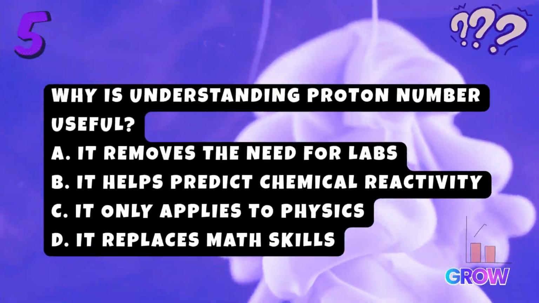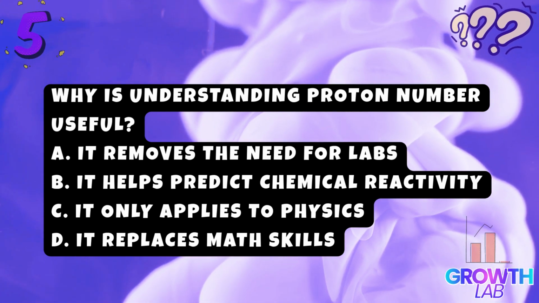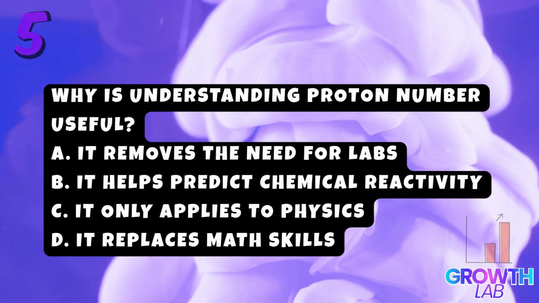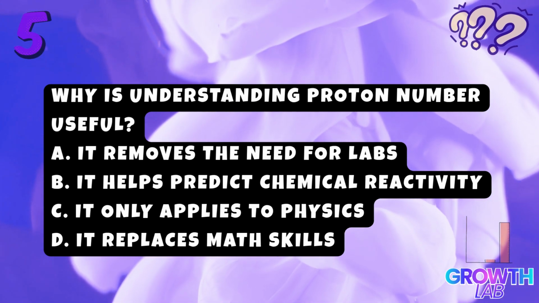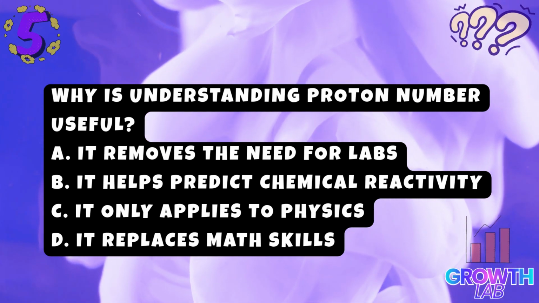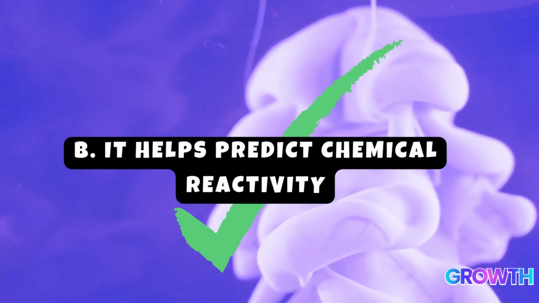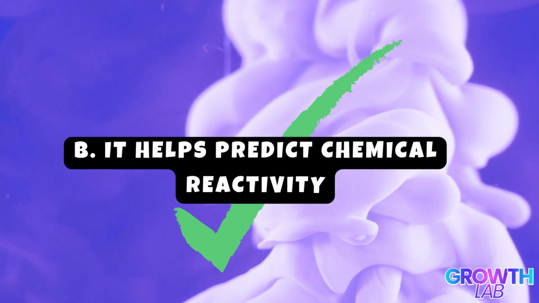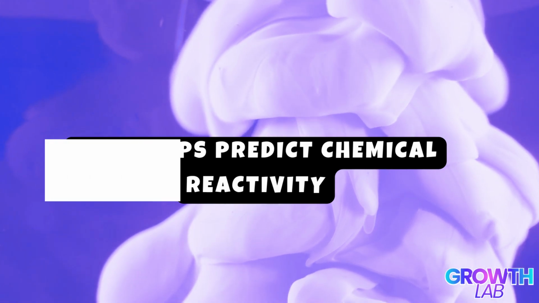a row. Question 5. Why is understanding proton number useful? Answer options are: Option A, it removes the need for labs. Option B, it helps predict chemical reactivity. Option C, it only applies to physics. Option D, it replaces math skills. Correct option is option B, it helps predict chemical reactivity, because proton number determines nuclear attraction.